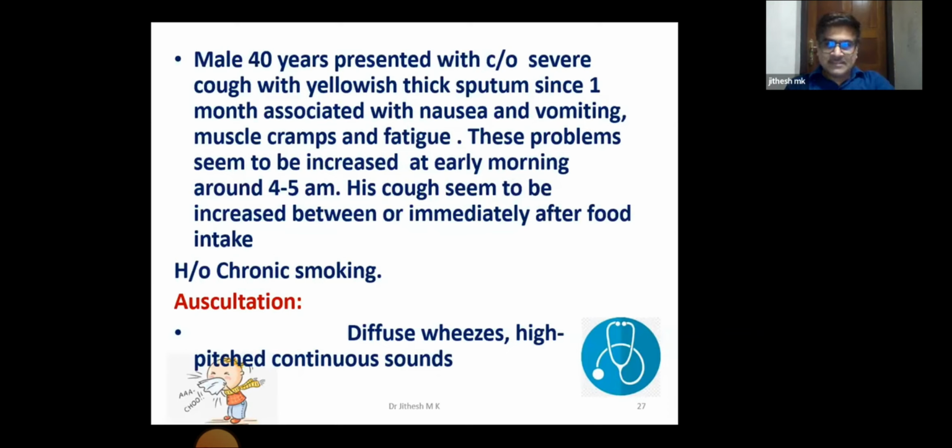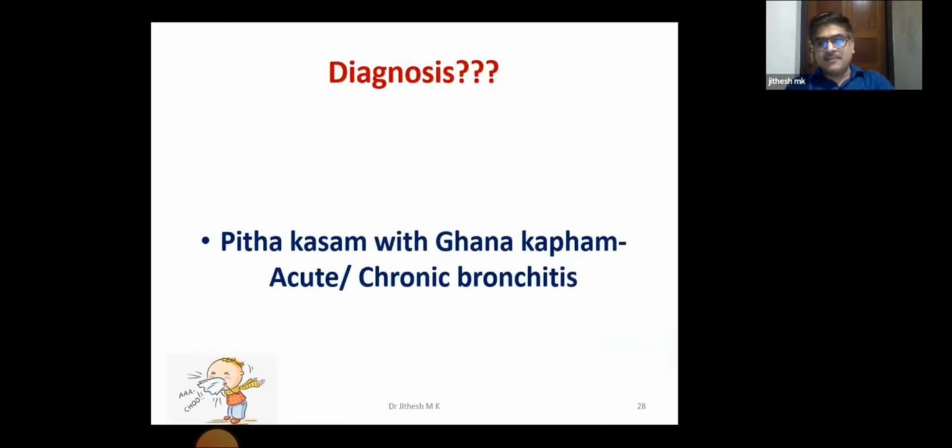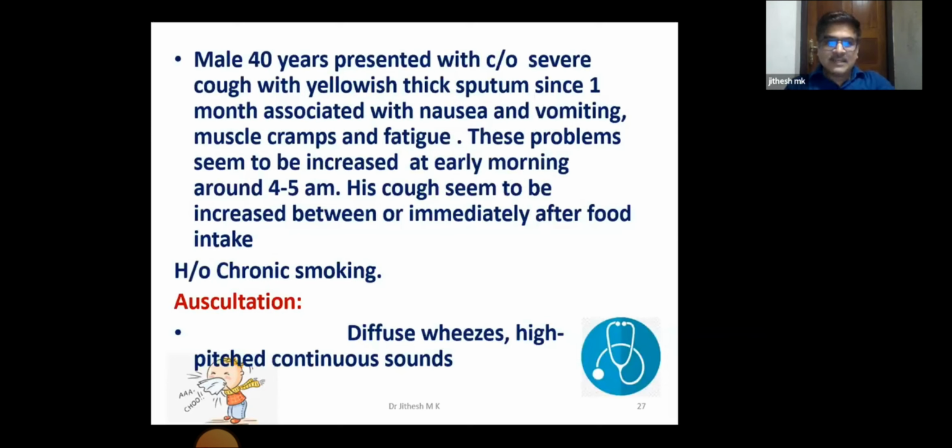Male, 40 years. The diagnostic part is severe cough with yellowish thick sputum since 1 month, associated with nausea and vomiting, muscle cramps and fatigue. Pittaanubandha Kaphaja Kasa, with Ghana Kapha. We can correlate this as acute bronchitis or chronic bronchitis. See the symptoms. The only difference is the nature of sputum: one is thread-like and light, and in this case it is yellowish. And the increasing time and the precipitating factors are more or less kapha predominant.